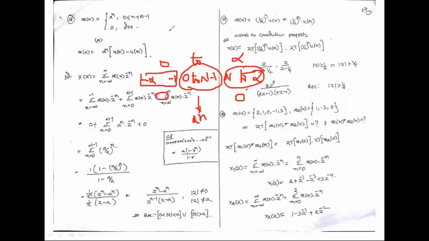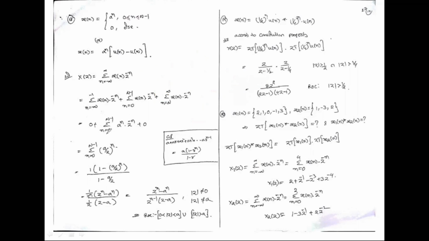Substitute that. The sum from n equals 0 to N minus 1 of a to the power n z to the power minus n. Both of the other terms are 0 here. So the sum from n equals 0 to N minus 1 of (a by z) whole power n, because it is z to the power minus n.